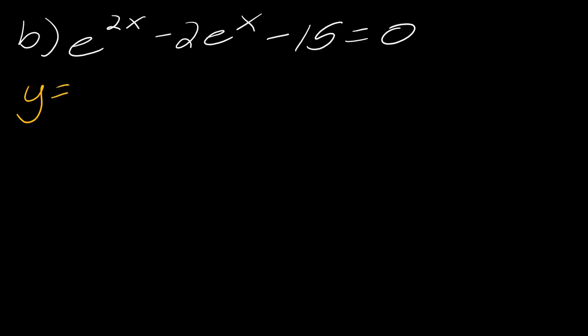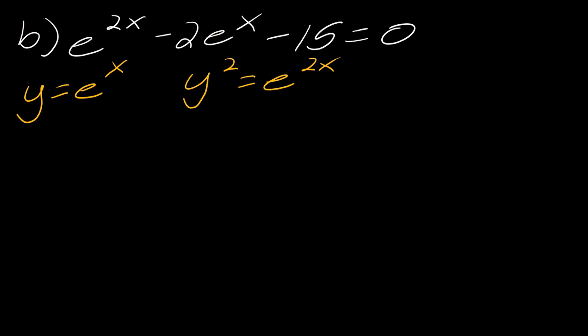Okay, so I'm going to have e to the x. I'm going to set it equal to y. And then my y squared will be equal to e to the 2x. So you can always set this up whenever you have one exponent and then double that exponent. If this were x and 3x, then we couldn't do it. But if it's x and 2x, we can.